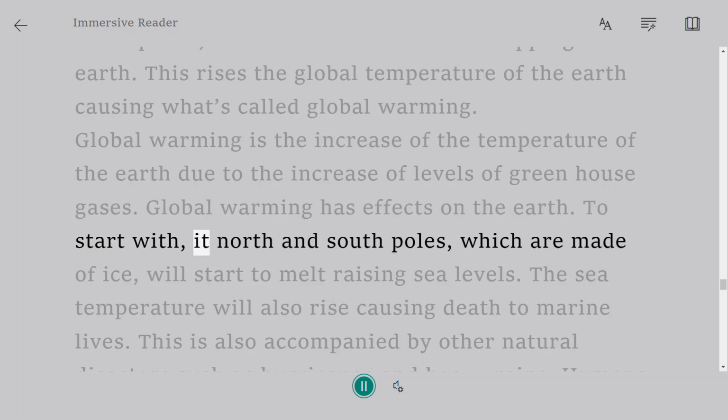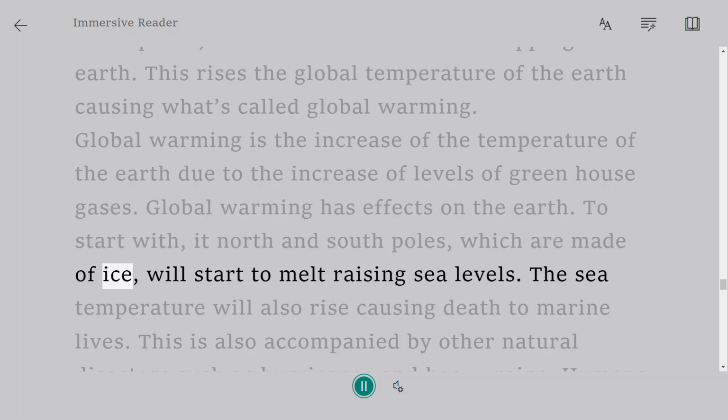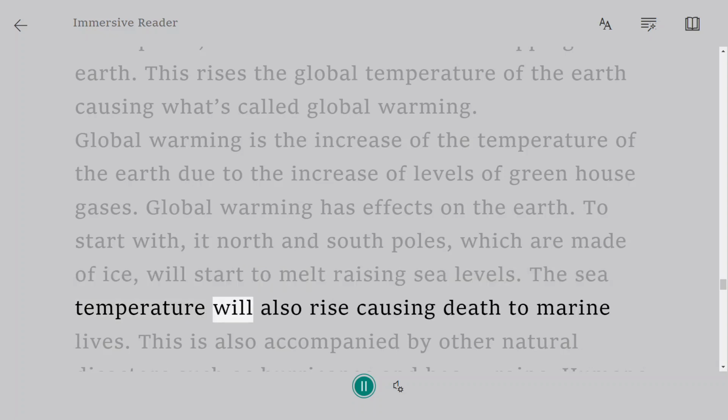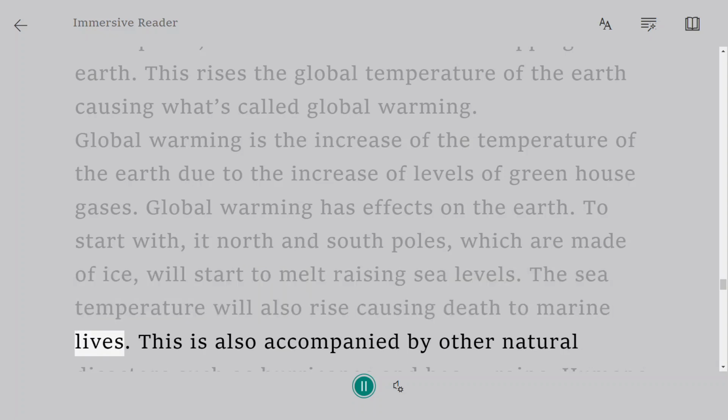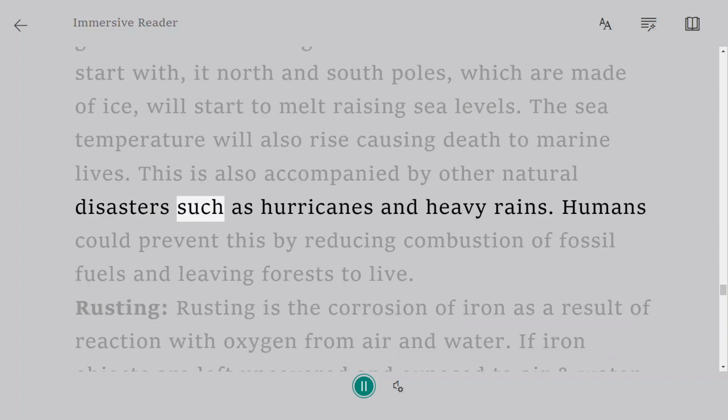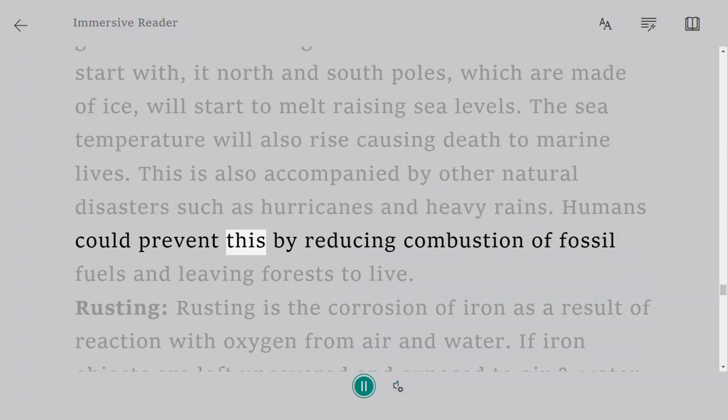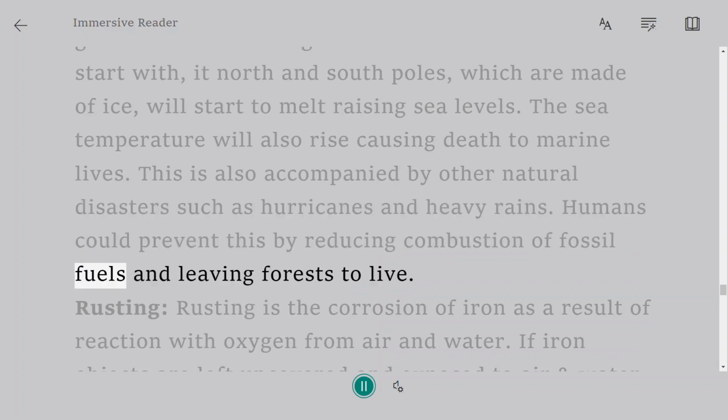To start with, its north and south poles, which are made of ice, will start to melt, raising sea levels. The sea temperature will also rise, causing death to marine life. This is also accompanied by other natural disasters such as hurricanes and heavy rains. Humans could prevent this by reducing combustion of fossil fuels and leaving forests to live.